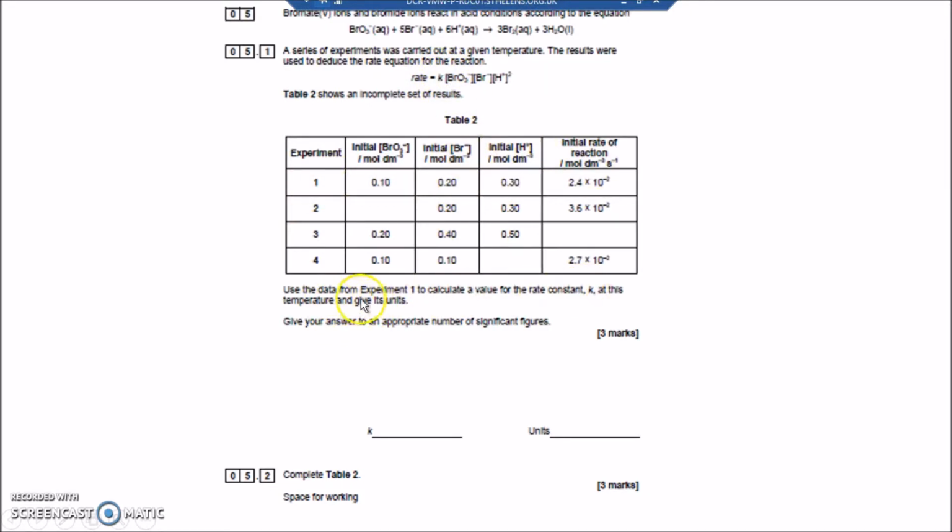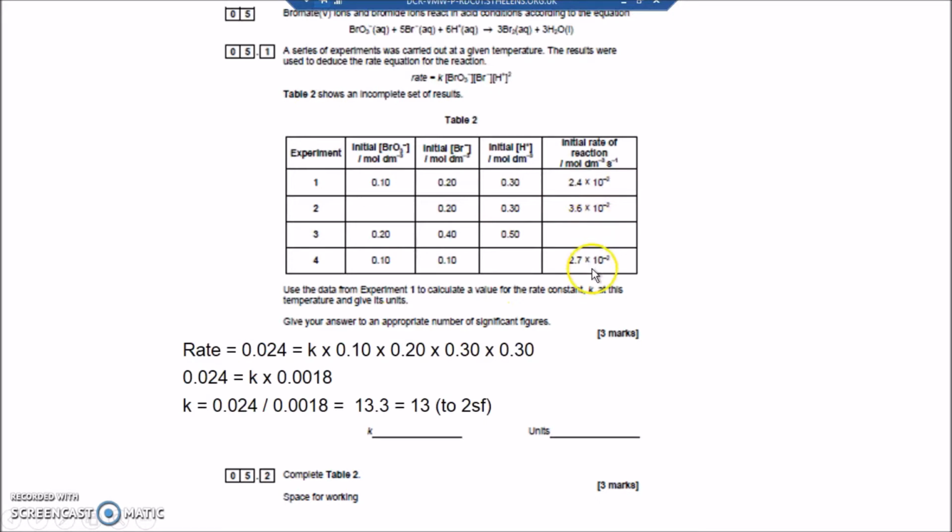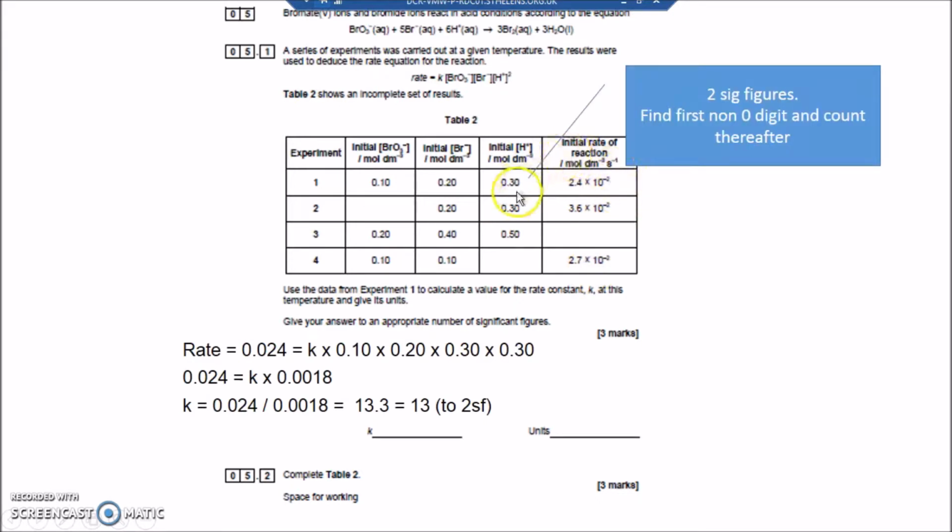Work out a rate constant from experimental data number 1. Give your answer to the appropriate number of significant figures. Well, what I've got first of all is, if you notice some of these figures, they're all to 2 significant figures. 2 significant figures, ignore the first 0 and then count the numbers thereafter. They're all to 2 significant figures.